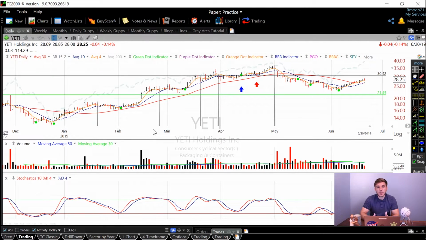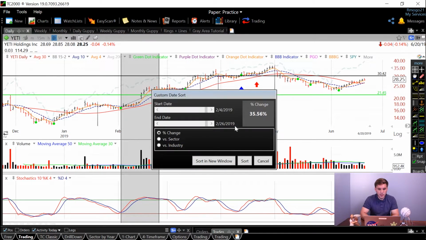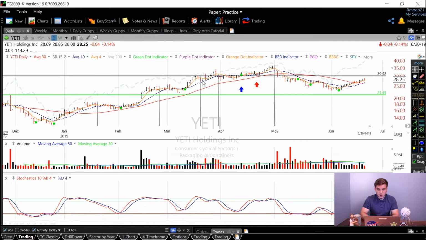Now looking at Yeti, we can again see more examples of when this indicator worked. Right here, you can see that after this point and to my MACD slowdown indicator, the stock increased 35%, which is fantastic. And again here, it increased again, and again here.